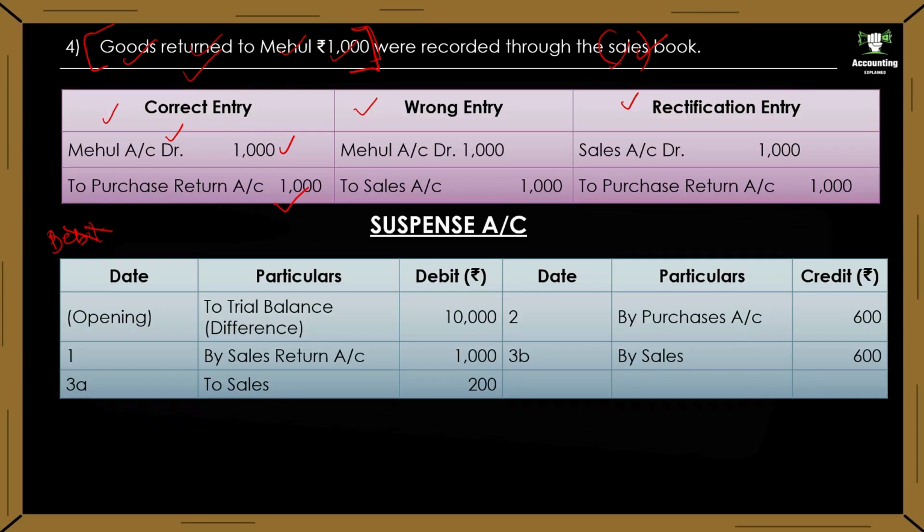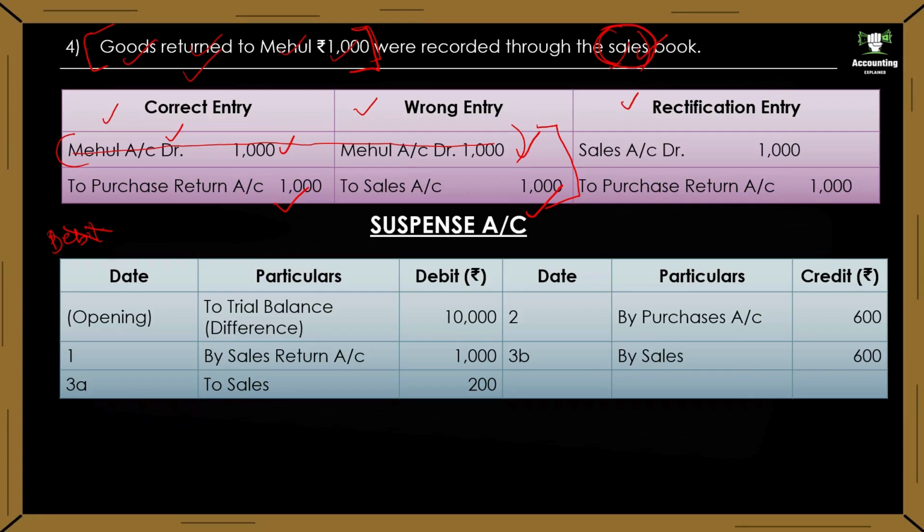But in the wrong entry, you have treated the purchase return as sales, as an income. So you have debited Mehul account correctly, but to sales account as income, you have credited sales account 1000. Okay, now see the Mehul account. Mehul account debit 1000. We have taken it correctly in the correct entry and the wrong entry on the debit side. So we are going to strike it off because we are not going to touch it. Now if you see the wrong entry, debit amount and the credit amount tallies. They are equal, 1000. So we are not going to open suspense account. So those two parts we have cleared.